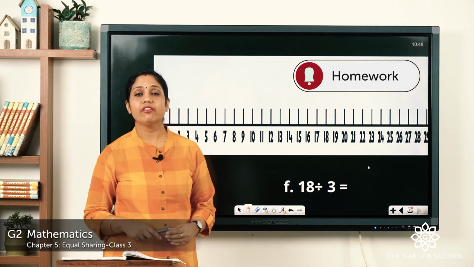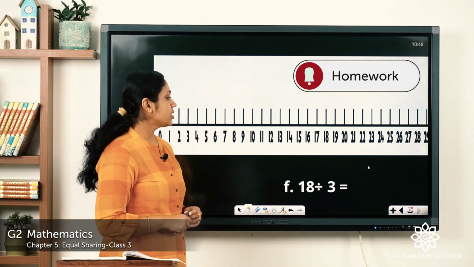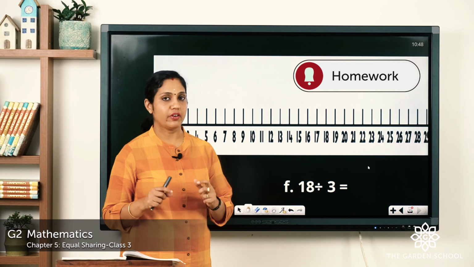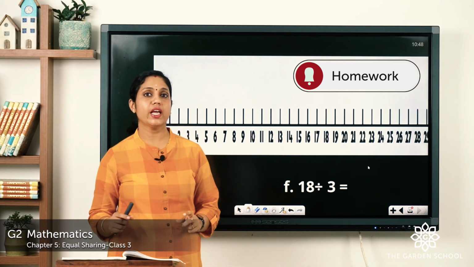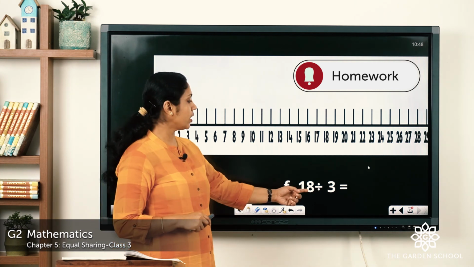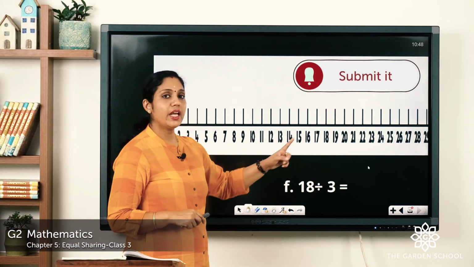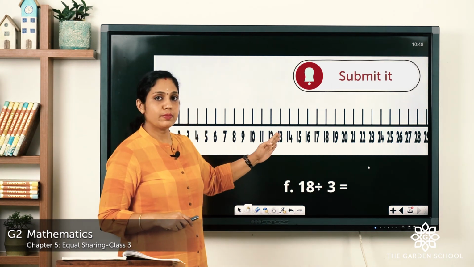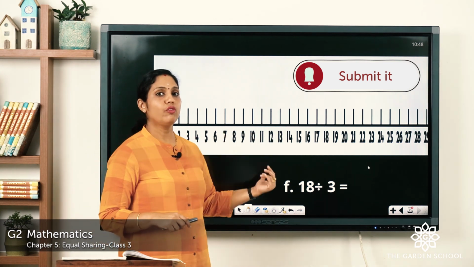Next question we have is 18 divided by 3. So for doing this, from which number do you have to start? Write down the question, draw a number line from 0 to 20, and we have to start from the number 18, because our question is 18 divided by 3. So start from 18 and move 3 numbers backwards till you reach the number 0. So this is a homework for you.